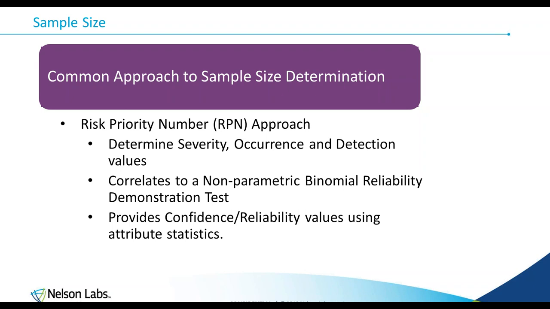We multiply those numbers together and then we correlate into a non-parametric binomial reliability demonstration test, which comes with a confidence reliability level. Now, we've always seen sample sizes of 29 or 59, and that's what comes from this portion of it. So, for example, if you determine that you have a moderate risk device, the confidence reliability levels are 95% for each, meaning that you have 95% confidence that 95% of your data is reliable, and that results in a sample size of 59. However, you cannot arbitrarily choose those numbers, and a justification must be determined for those.